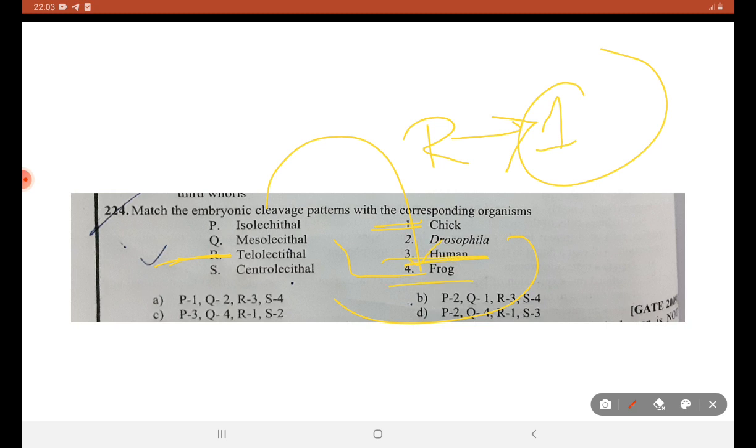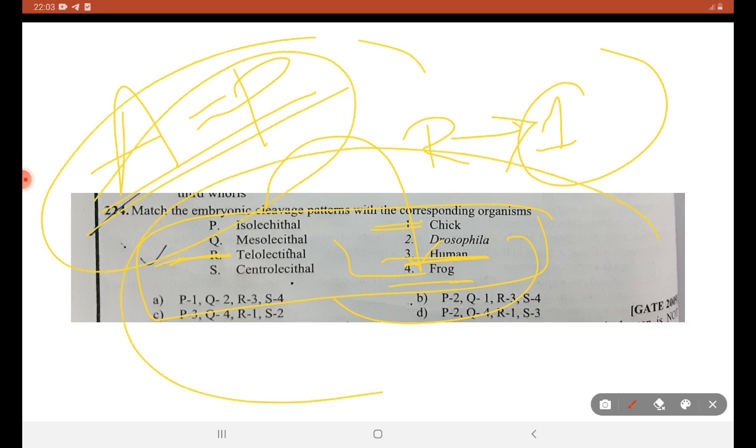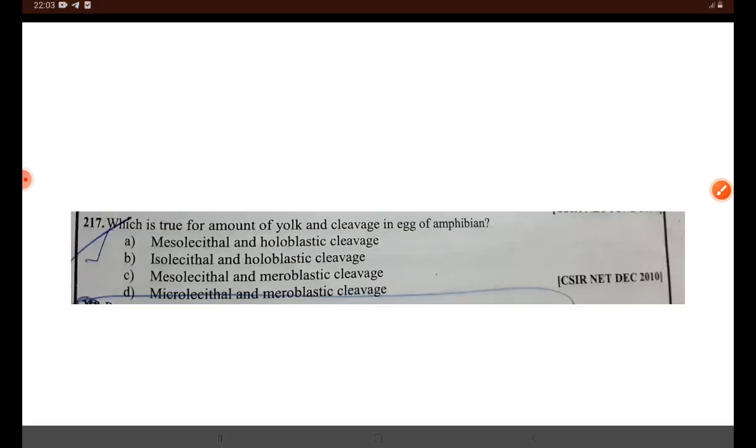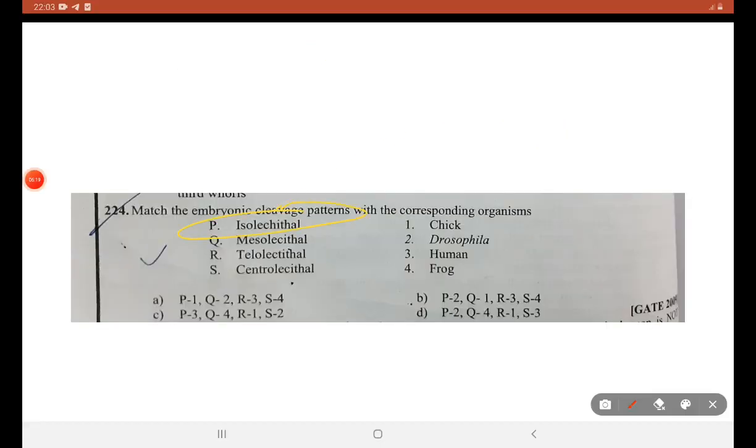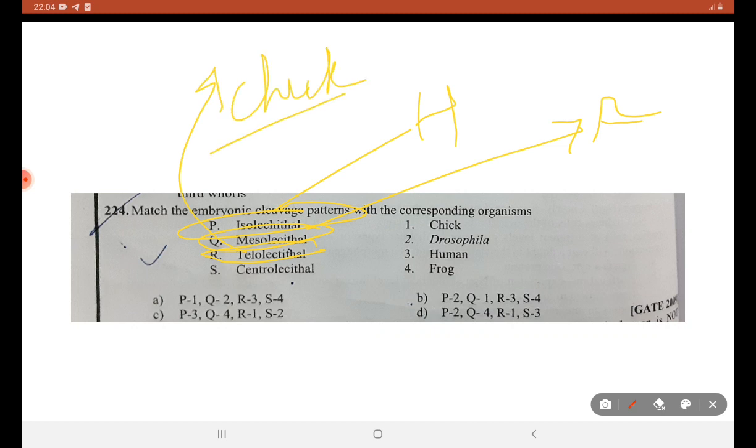We will be seeing all these developmental patterns and anterior posterior axis formation in detail. As of now, understand that isolecithal is human, mesolecithal is amphibian, that is frog, telolecithal is chick, that is birds, which comes under discoidal cleavage, and centrolecithal is insects, superficial cleavage, Drosophila.